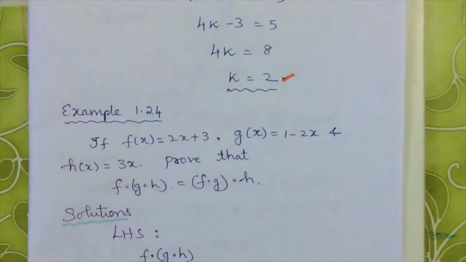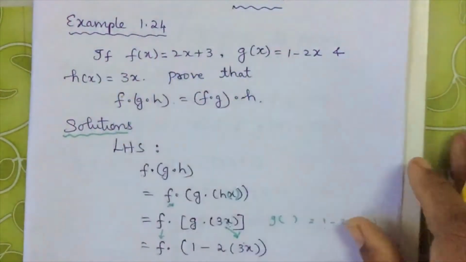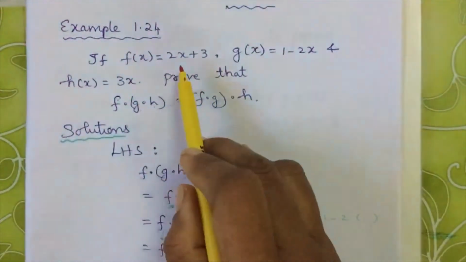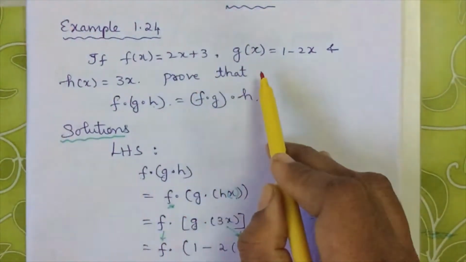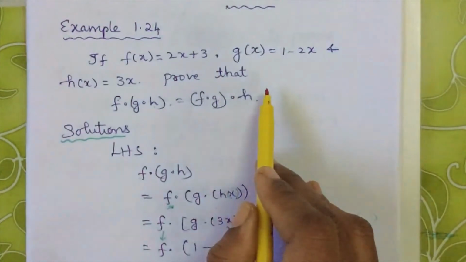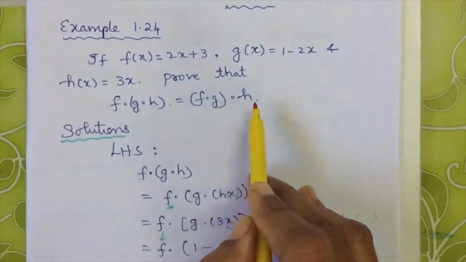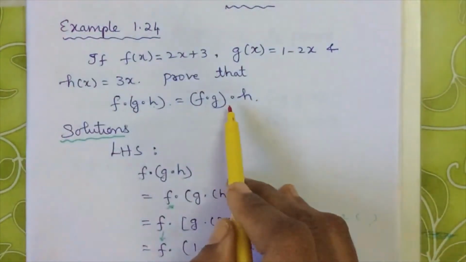And coming to example 1.24, right? Example 1.24, what it says: if f of x is equal to 2x plus 3, g of x is equal to 1 minus 2x and h of x is equal to 3x, prove that f dot of g dot h and f dot g dot h are equal. We have to prove both are equal.